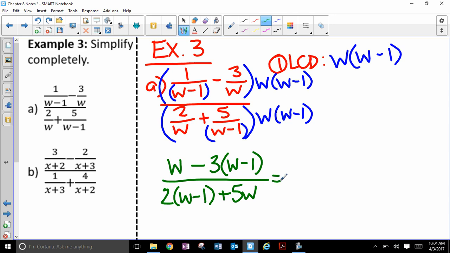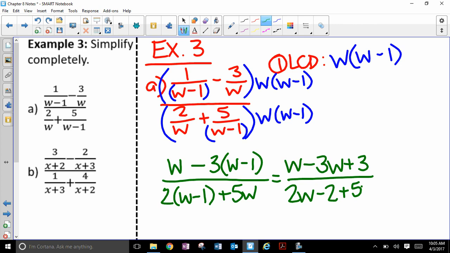Okay, now we need to do step 3 where I will distribute, because then you'll be able to combine like terms. So I distribute that -3 and get -3w plus 3. And then distribute the 2, so you get 2w minus 2 plus 5w. Then we'll combine like terms. W minus 3w is -2w plus 3 on top, all over 7w minus 2 on bottom.